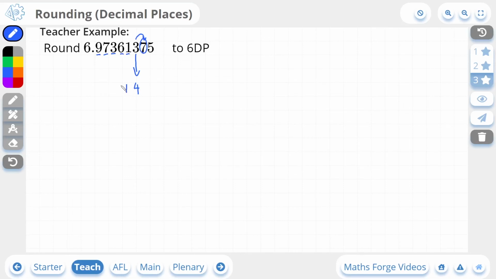Everything before it stays the same. And everything after it becomes a 0. Since it's asking us to round to 6 decimal places, we're only going to give them 6 decimal places. So this should be our final answer. And if we check our answer, there it is.